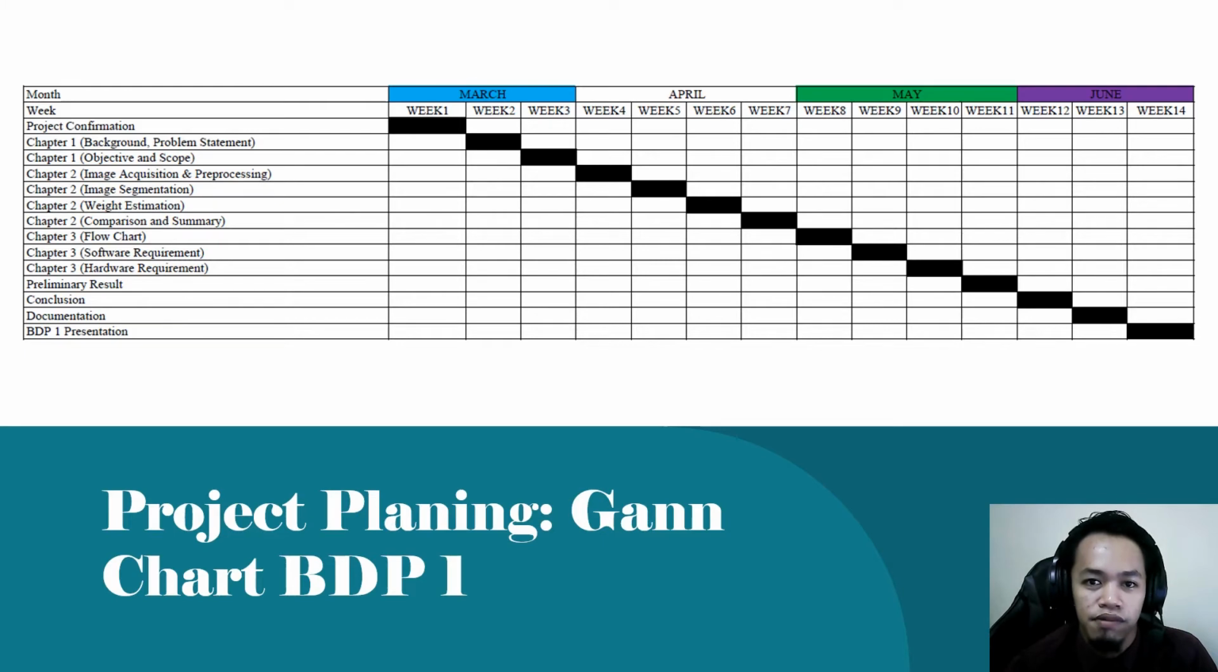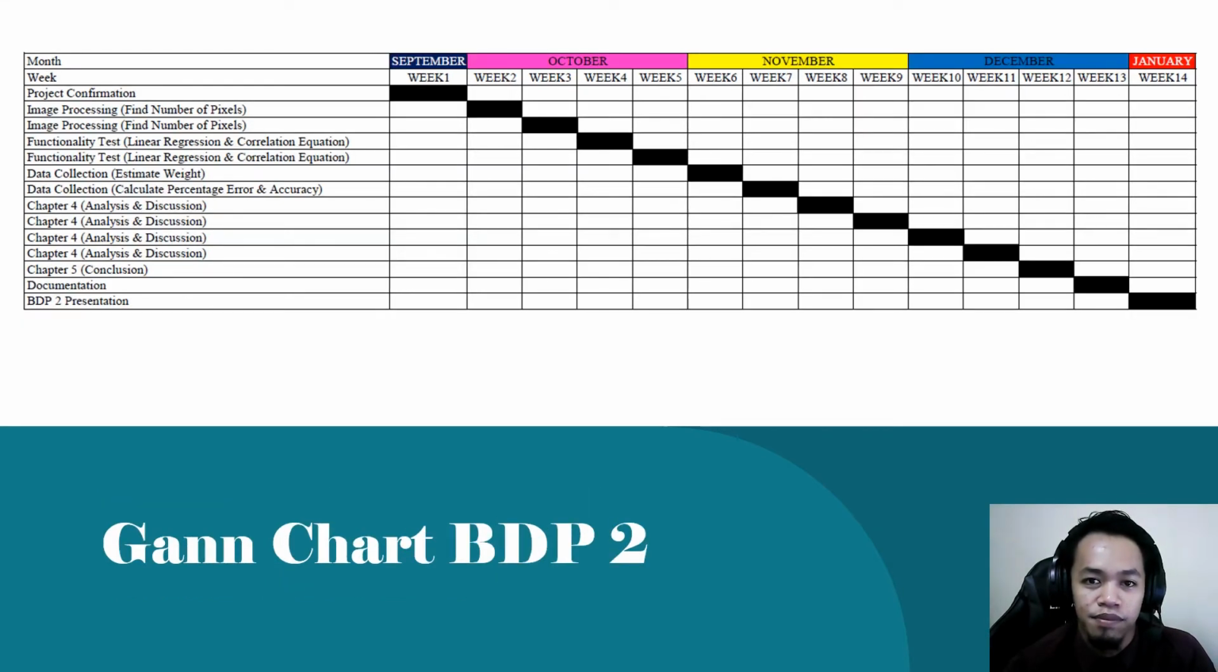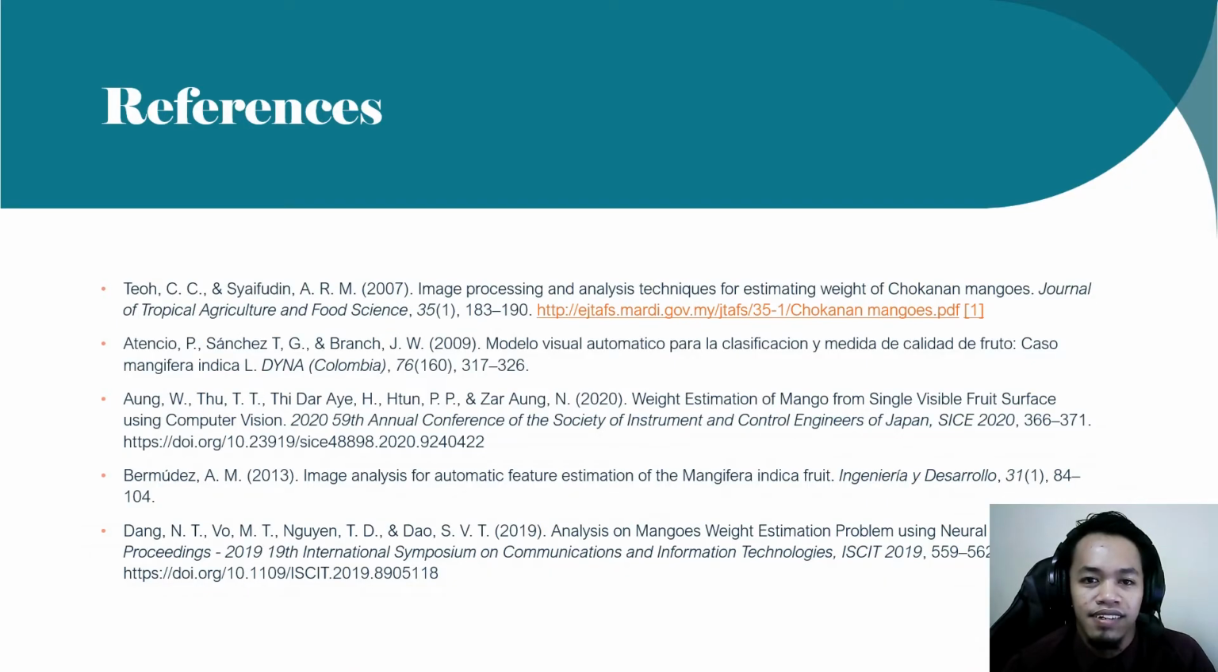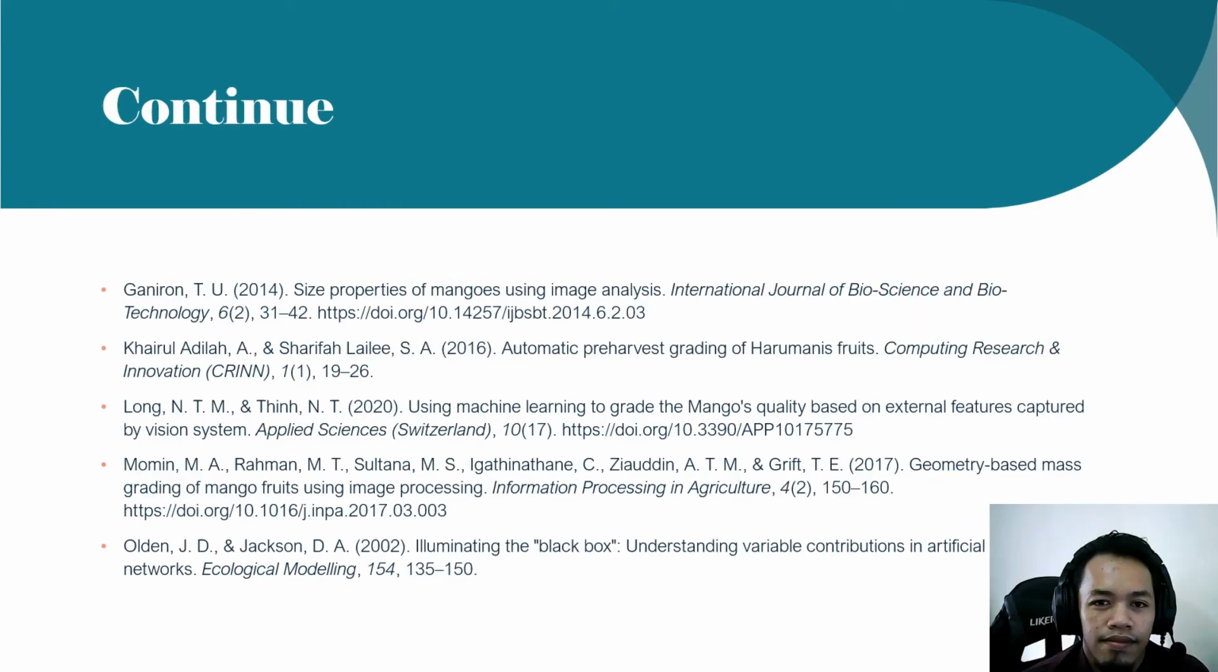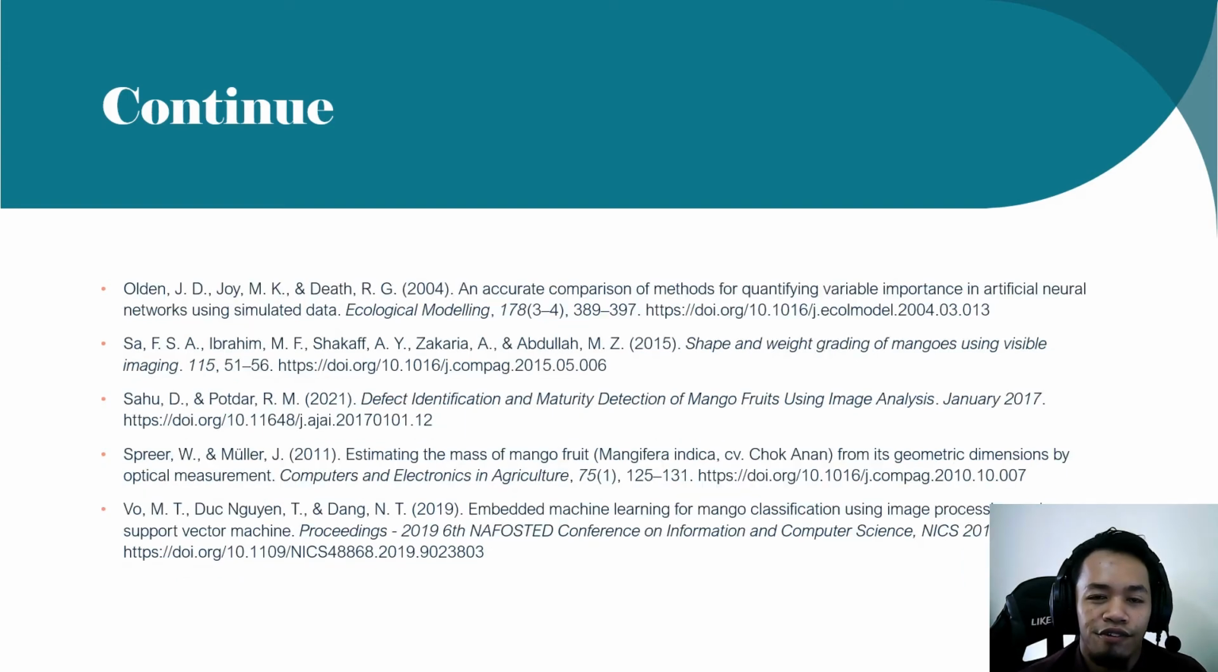This is the BDP1 Gantt chart for this project. Next, this is the BDP2 Gantt chart for this project. Next, this is the list of references from previous projects. Next, this slide continues the list of references. And this slide also continues the list of the references.